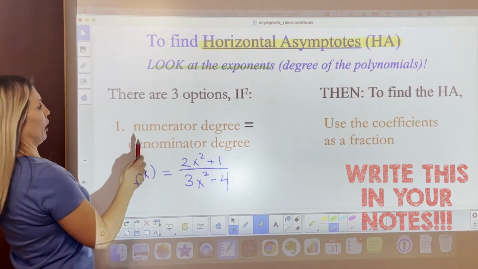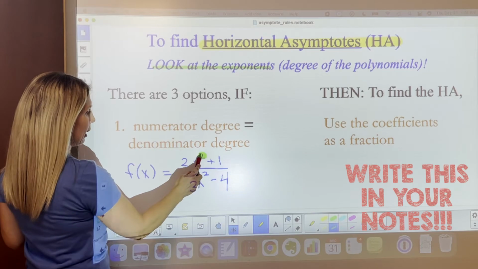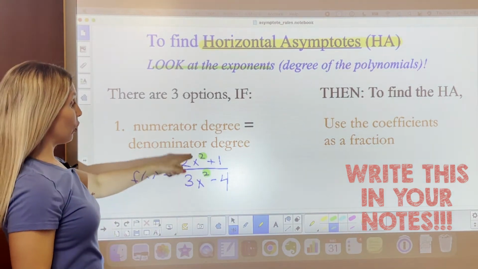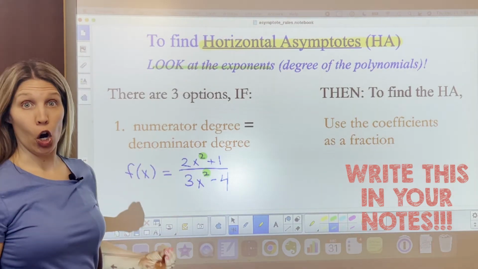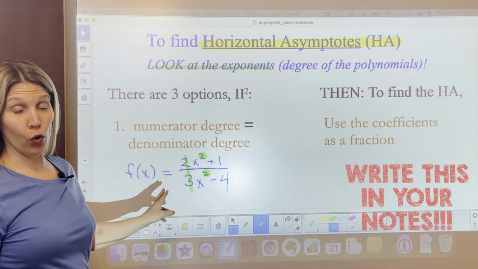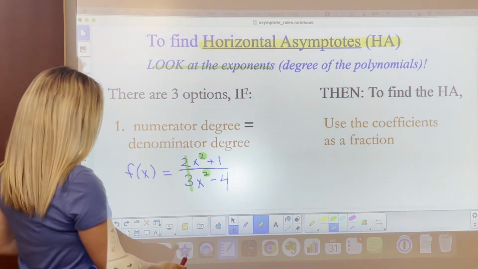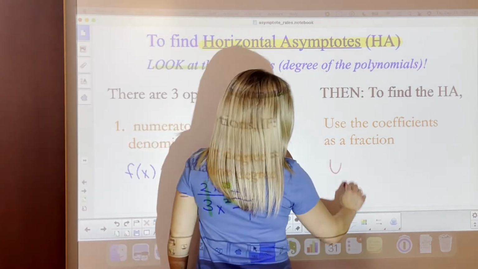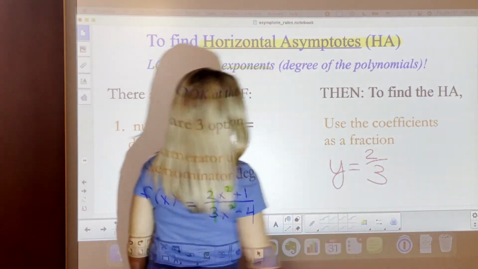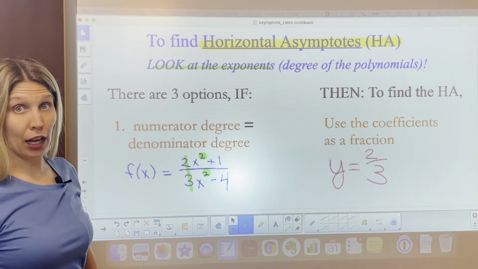So, for example, if your numerator degree equals your denominator degree, so here are the degrees, right? It's the exponents. The degrees are the exponents. If they're equal, squared, squared, they are equal, then your answer is just going to be the fraction of their coefficients. The coefficient is the number in front of that x value. So in this case, your horizontal asymptote would be 2/3. Again, horizontal asymptotes are y values. They're written as y values.